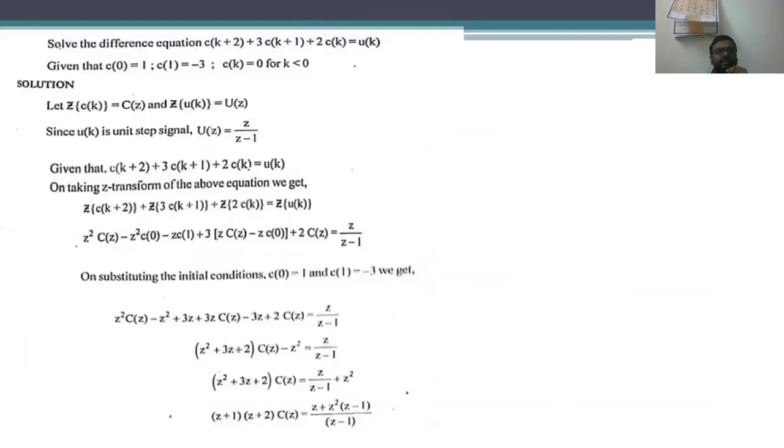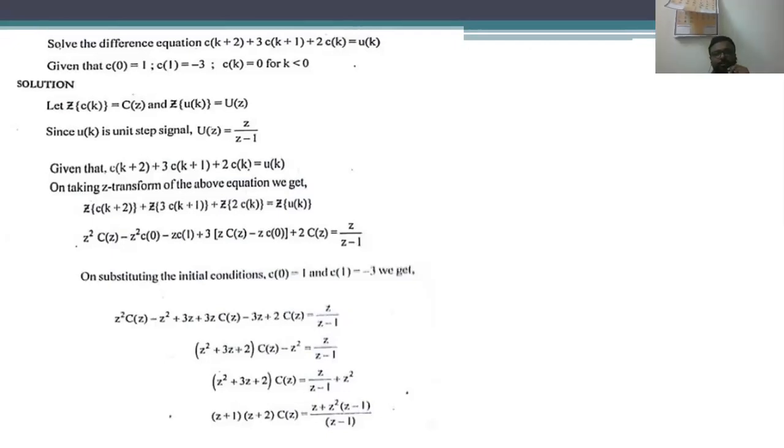Okay. So this is the previous session problem. Solve the difference equation, which is represented as C of k plus 2 plus 3 into C of k plus 1 plus 2 into C of k is equal to U of k, with the initial conditions considered as C of 0 is equal to 1 and C of 1 is equal to minus 3. In the statement of the problem, the initial conditions are assumed only for the output function. The output function here is C of k, and the input function is U of k. U of k is nothing but called the step function.